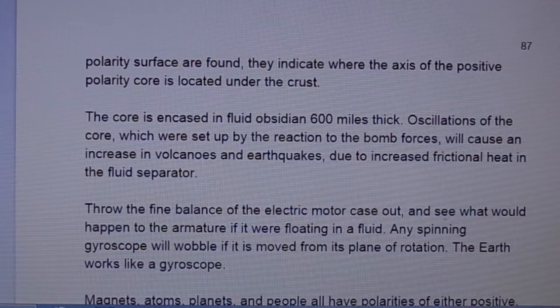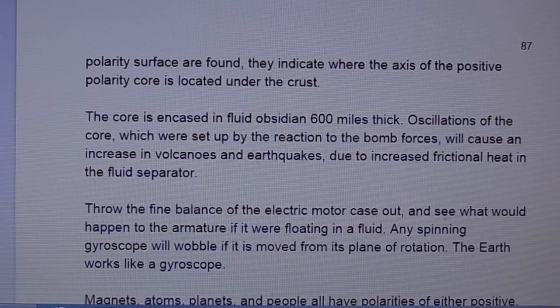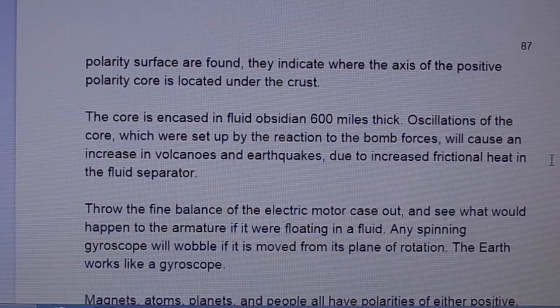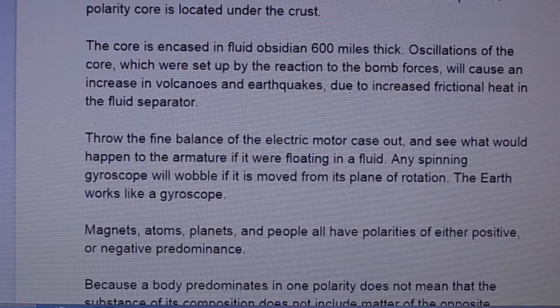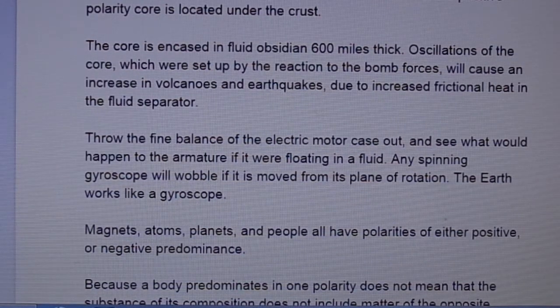The core is encased in fluid obsidian, 600 miles thick. Oscillations of the core, which were set up by the reaction to the bomb forces, will cause an increase in volcanoes and earthquakes due to increased frictional heat in the fluid separator. Throw the fine balance of the electric motor case out and see what would happen to the armature if it were floating in a fluid. Any spinning gyroscope will wobble if it is moved from its plane of rotation. The Earth works like a gyroscope.